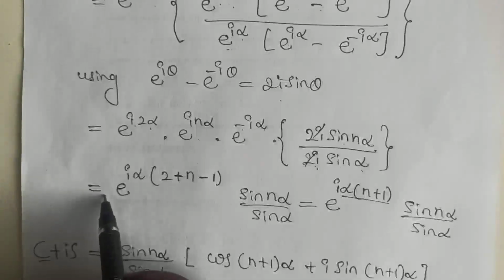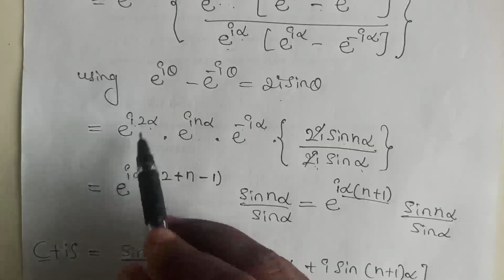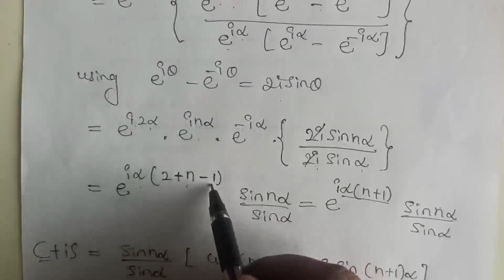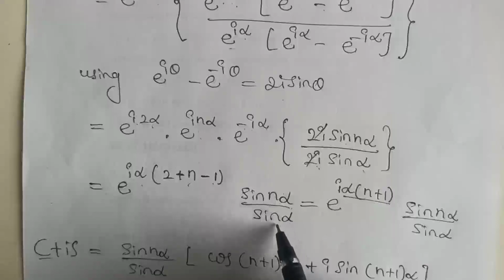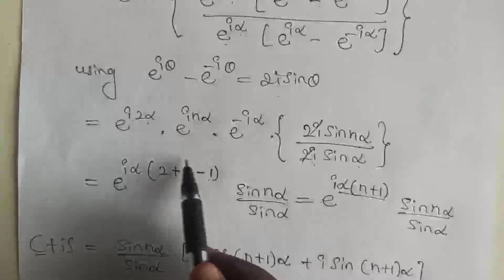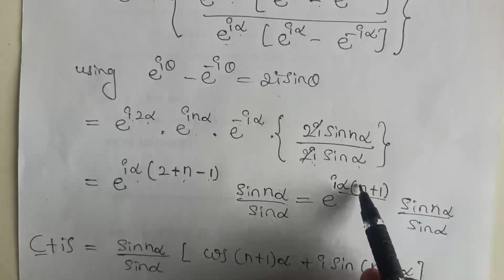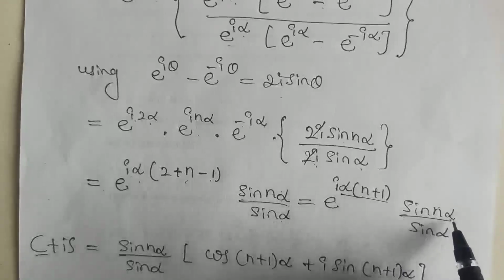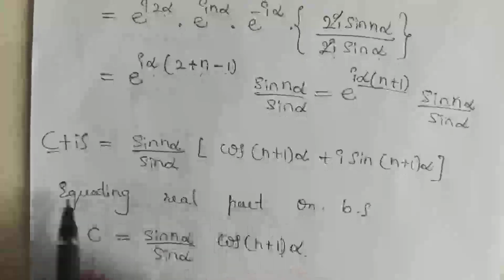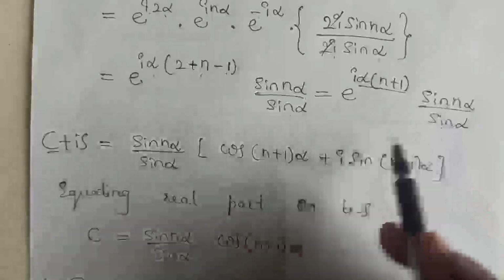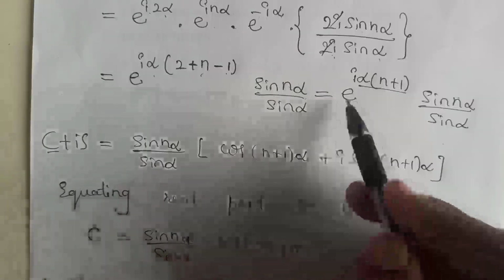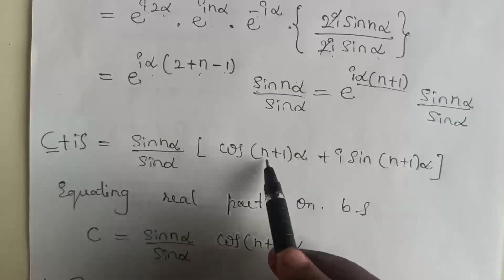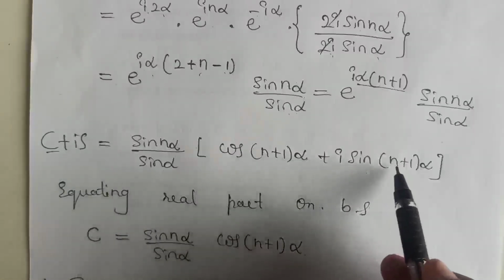Which is equal to e raised to iα. Now iα common, so we get here 2 remains, n minus 1. Now sin nα divided by sin α as it is. Or further simplifying this one, we get e raised to iα into n plus 1. 2 minus 1 is equal to plus 1, therefore we get n plus 1, sin nα divided by sin α. Next, sin nα divided by sin α as it is. On expressing this one in terms of cos and sin, we get cos of (n plus 1)α plus i sin of (n plus 1)α.